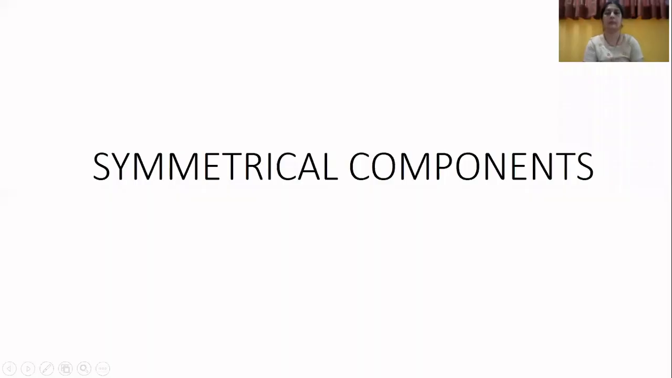It is very difficult to analyze the systems which are unbalanced, and it is not at all possible through the per phase basis. Hence, a mathematical tool was designed to do the analysis of an unbalanced system. And this mathematical tool is called the symmetrical components. Now, we will talk in detail about these symmetrical components.